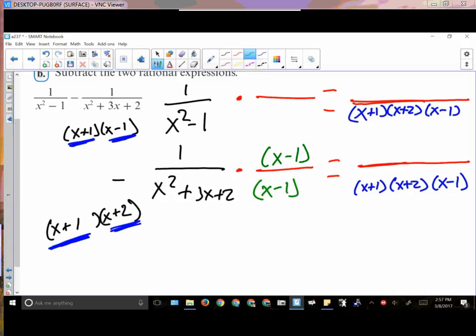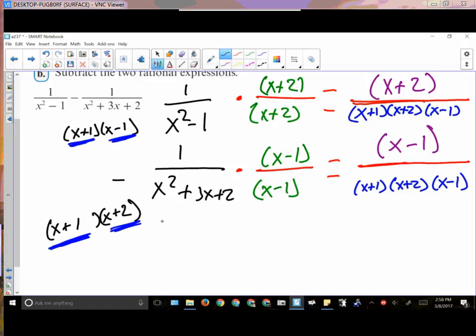Okay? Same process again. I got an x plus 1 and an x minus 1. What do I need to multiply here to get to this over here? Well, here's the x plus 1, there's the x minus 1. What am I missing? x plus 2. So what's here goes up here, x plus 2. Now, take a look at this. 1 times x plus 2 is going to be x plus 2. Put it in parentheses. 1 times x minus 1. Well, that's just going to be in parentheses, x minus 1.